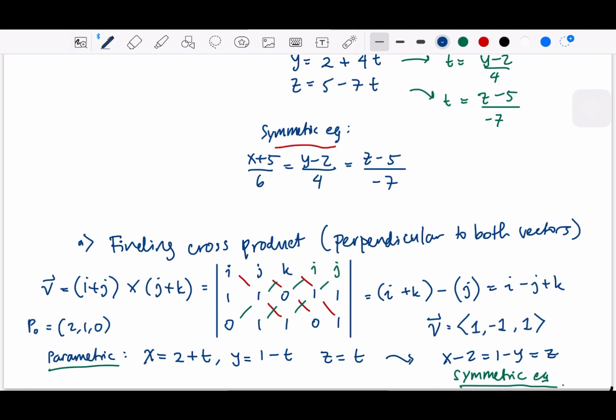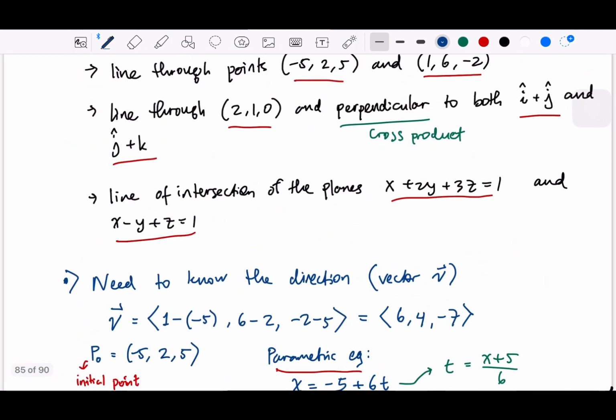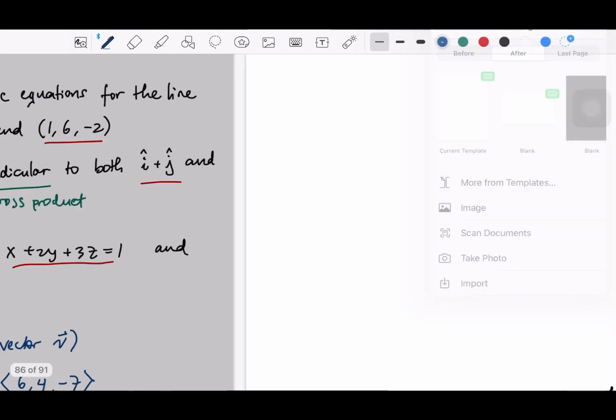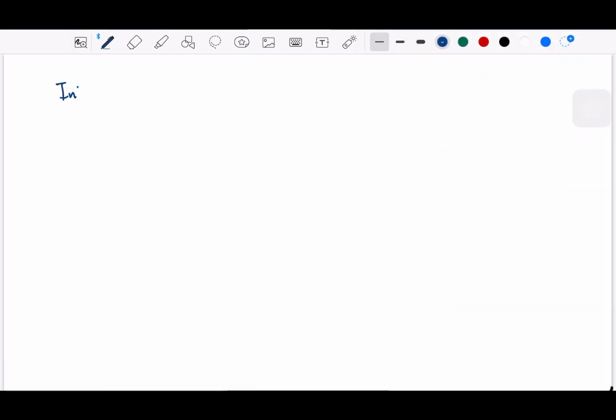Okay, now the third one is asking the same questions, but now we have the intersection of planes. Let me write on a new page. So intersections of planes: x plus 2.